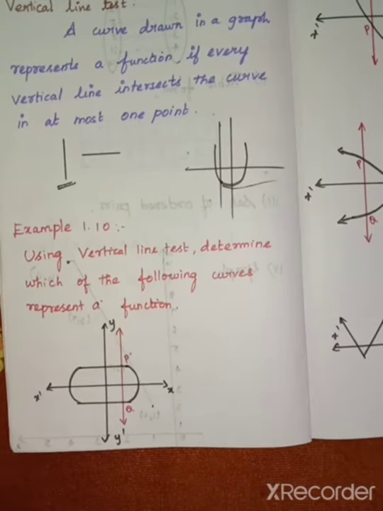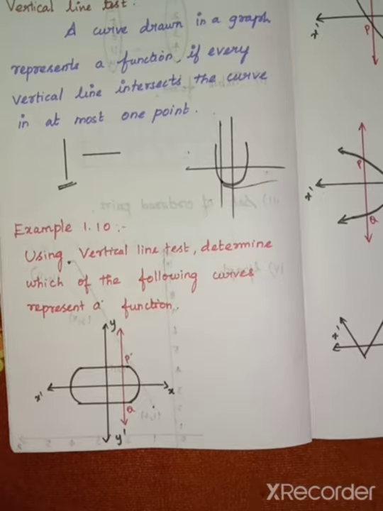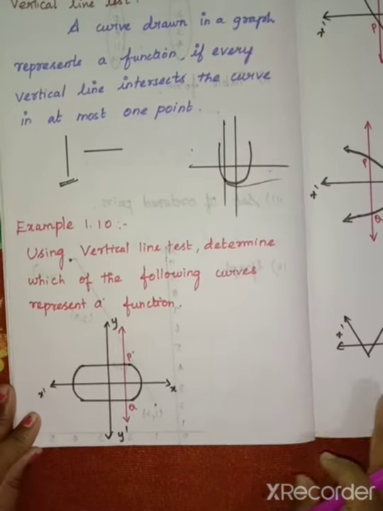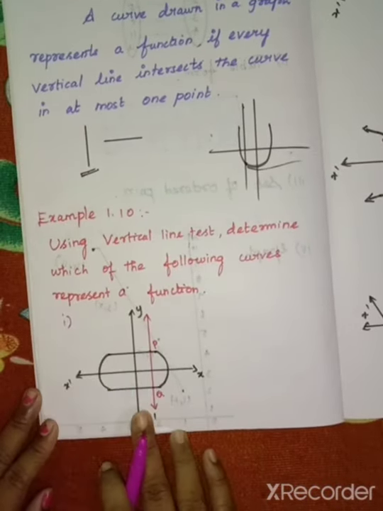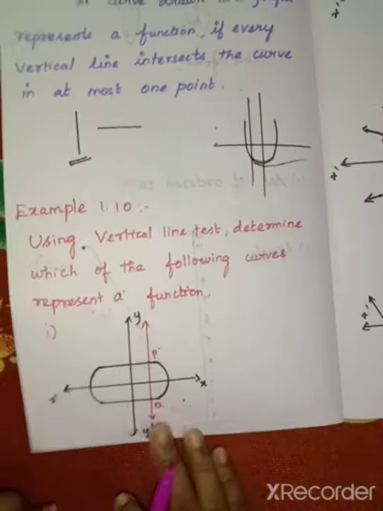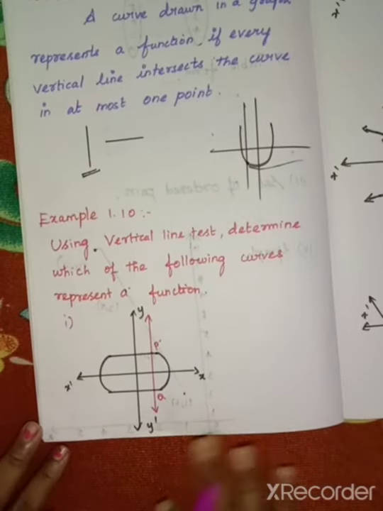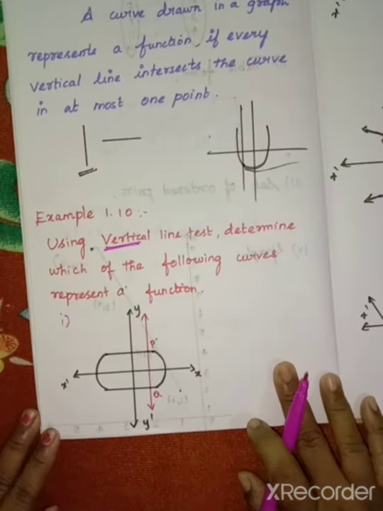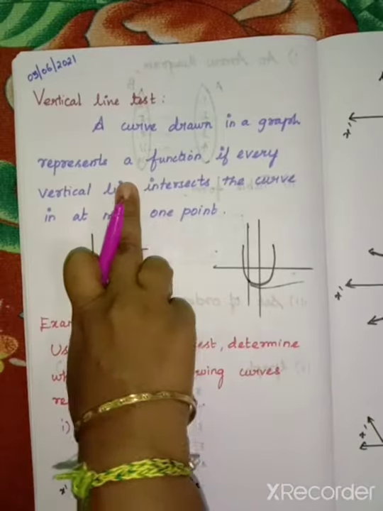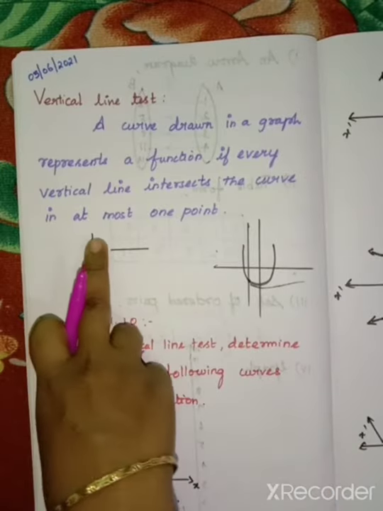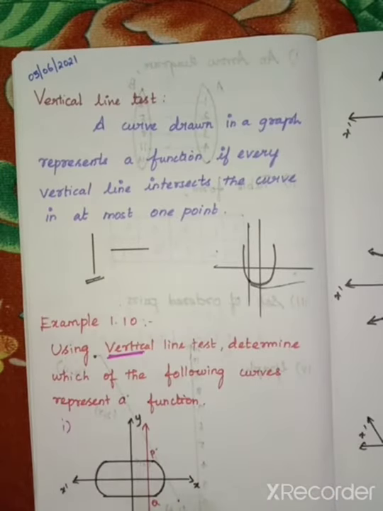Example 1.10: using the vertical line test, determine which of the following curves represent a function. In this example they have given four graphs. First of all, see the first one. Here I didn't mention any numbers, but in your book they are mentioned on the graph. No need to draw the graph like this, just use a scale pencil and draw. Here we use the vertical line test. I already mentioned the definition: a curve drawn represents a function if every vertical line intersects the curve at most one point. If it is connected with one point, it is a function, otherwise it is not a function.